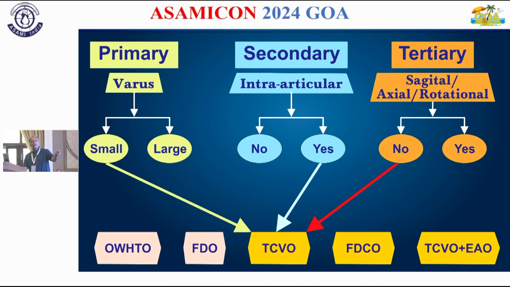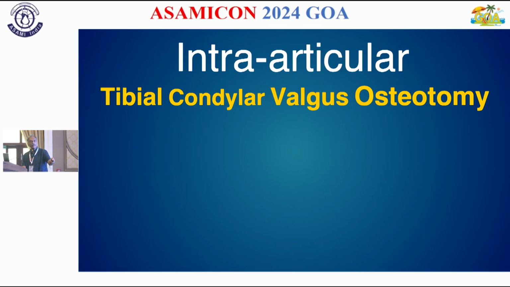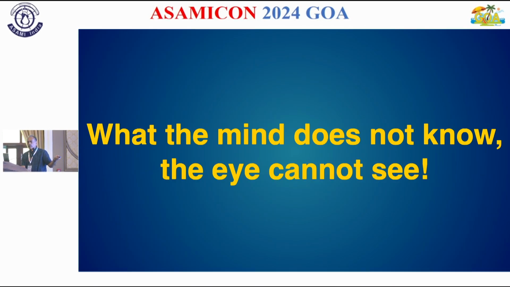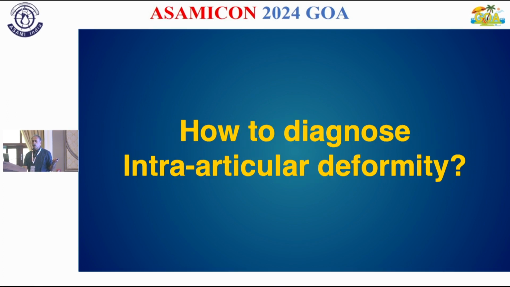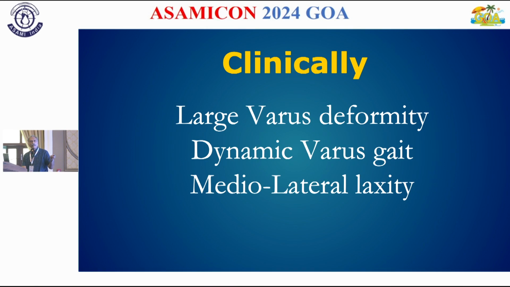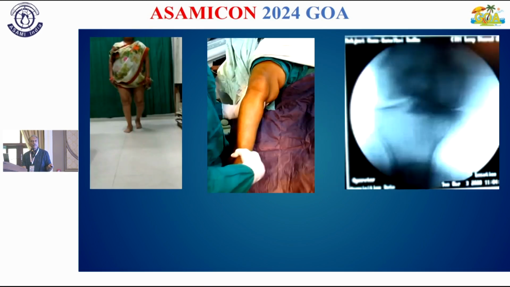Now, if you have an intra-articular and it's a small deformity without tertiary, then we perform the TCVO. As I said, what the mind doesn't know, the eye cannot see. So how do we diagnose the intra-articular? Clinically, if it's a large varus, suspect it. If there is a dynamic varus and a mediolateral laxity on examination, you can confirm it.